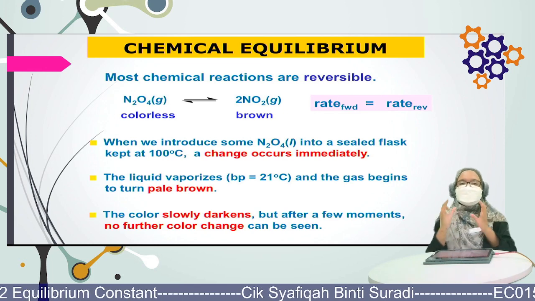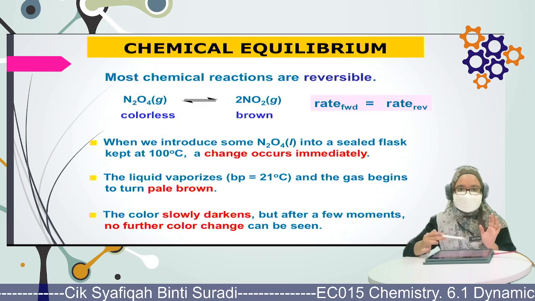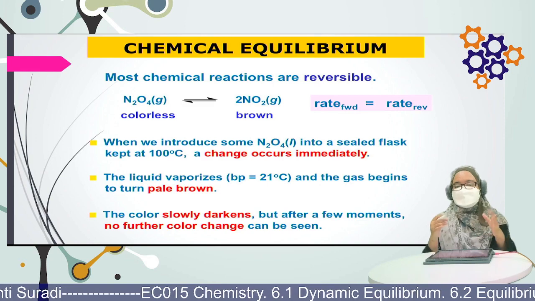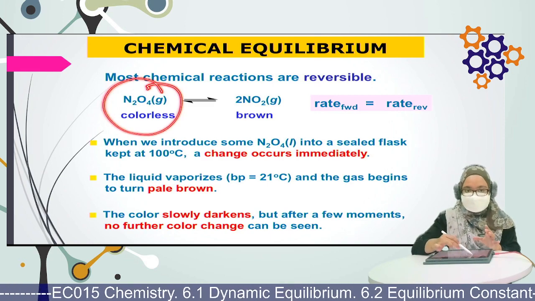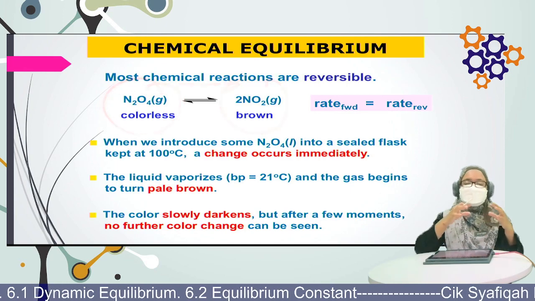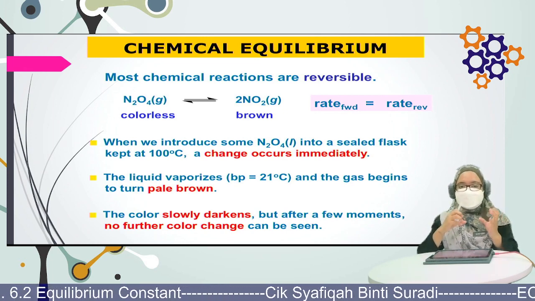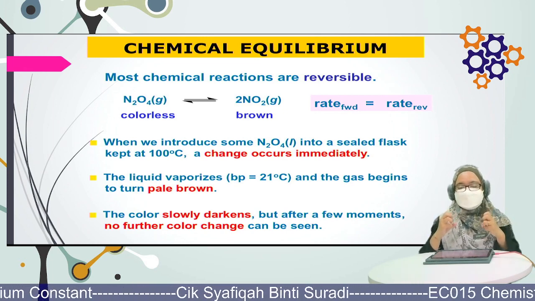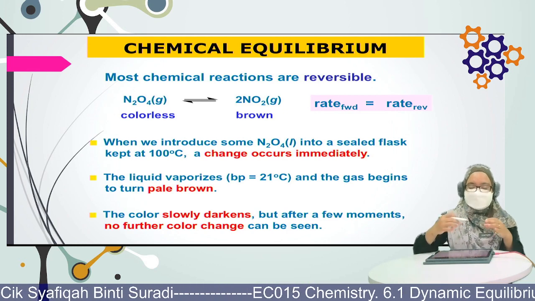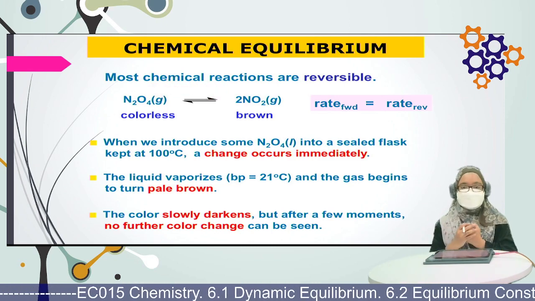Maksudnya, mula-mula the N2O4 gas lepas dia dah vaporize from the N2O4 liquid, dia colorless. So bila dia undergo reaction, dia form NO2 gas. So NO2 gas ni color dia brown. So kita nampak dia punya perubahan tu. But at some point, tiba-tiba dah tak ada perubahan lagi. Sebab apa? Dekat situ, we can say that the reaction has achieved equilibrium, which means that the rate of forward reaction is equal to the rate of reverse reaction.